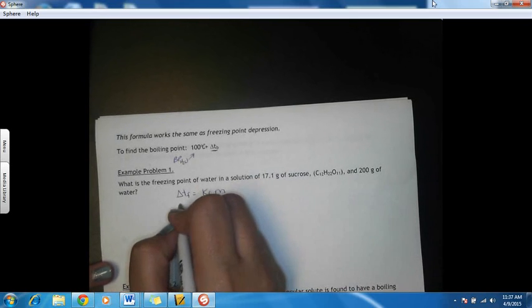Alright, so let's do some problems. What's the freezing point of water if we have 17.1 grams of sucrose and 200 grams of water? So again, delta Tf is equal to Kf, which is that constant, times the molality. So to find that change in temperature, we take our Kf, which was 1.86, times our molality. Well, they didn't tell us the molality, but they gave us enough information to find the molality.